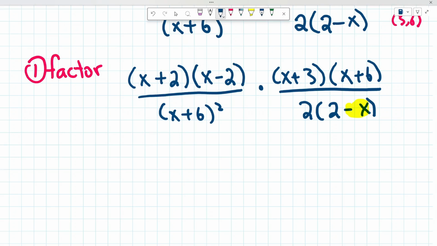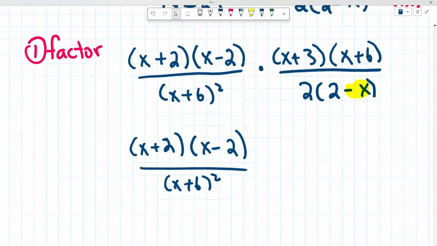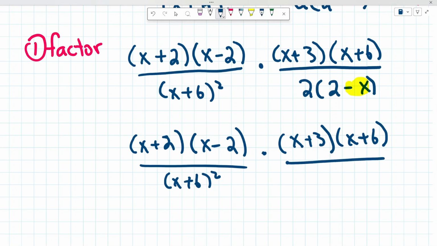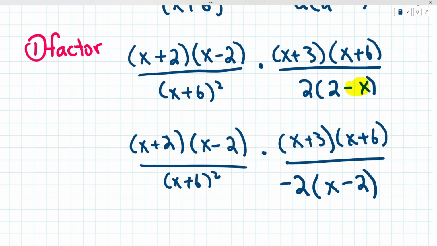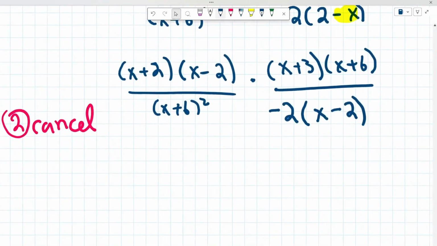So let's rewrite this. We've got x plus 2 times x minus 2 over x plus 6 all squared, and then multiplied by x plus 3 times x plus 6 over, taking out the negative, negative 2 and then x minus 2. Okay, and you can see that this was very helpful, because now as we move on to step number 2, which is to cancel like terms, we have like terms that we can actually cancel out. So let's take a peek at that.